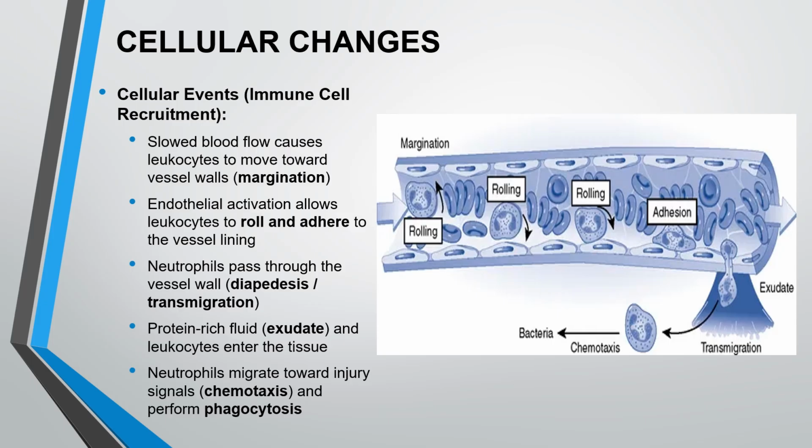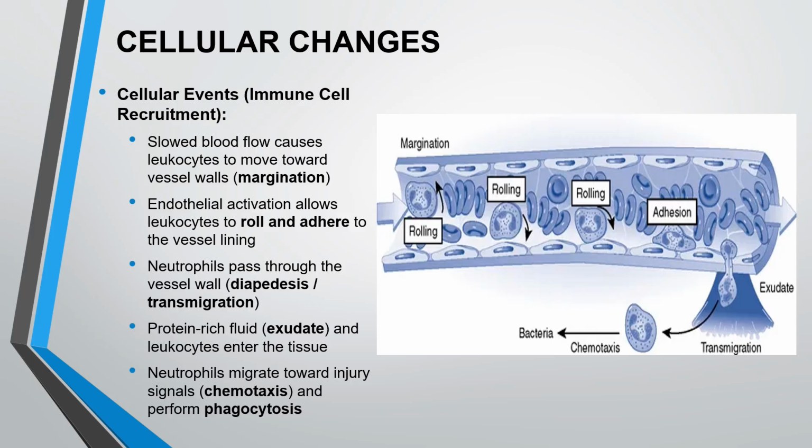Step 4, diapedesis or transmigration. Neutrophils squeeze between endothelial cells. No vessel rupture required. Step 5, chemotaxis. This is where cells follow chemical signals straight to the injury site. Once there, neutrophils phagocytose debris, bacteria, and damaged cells.